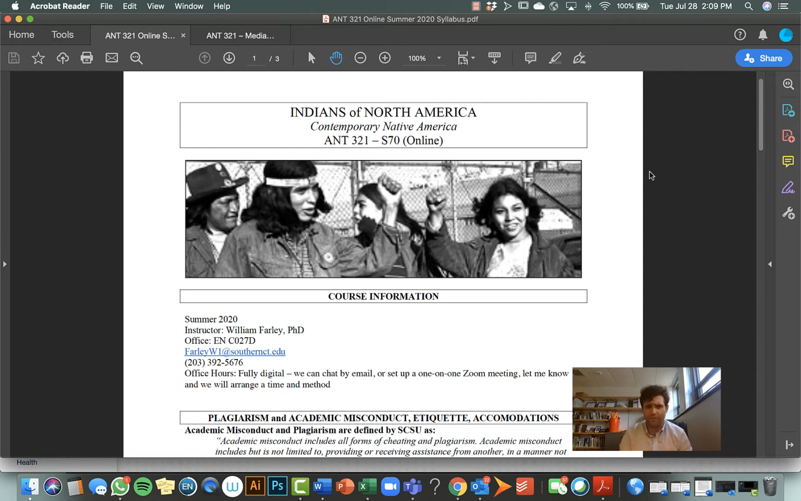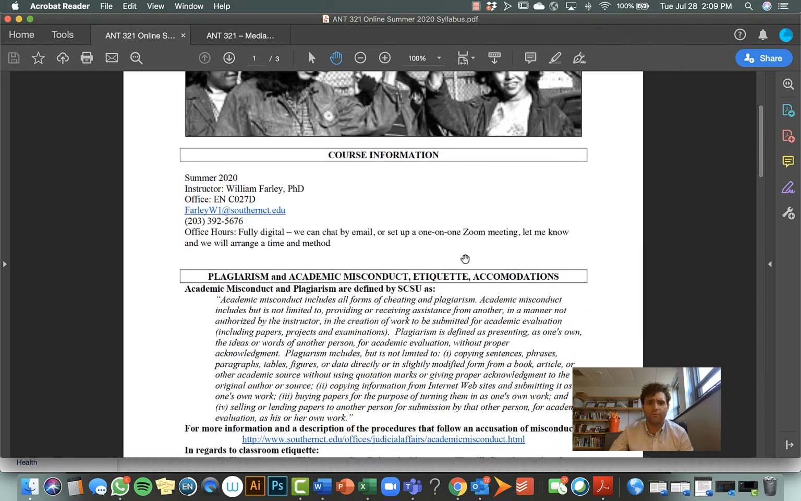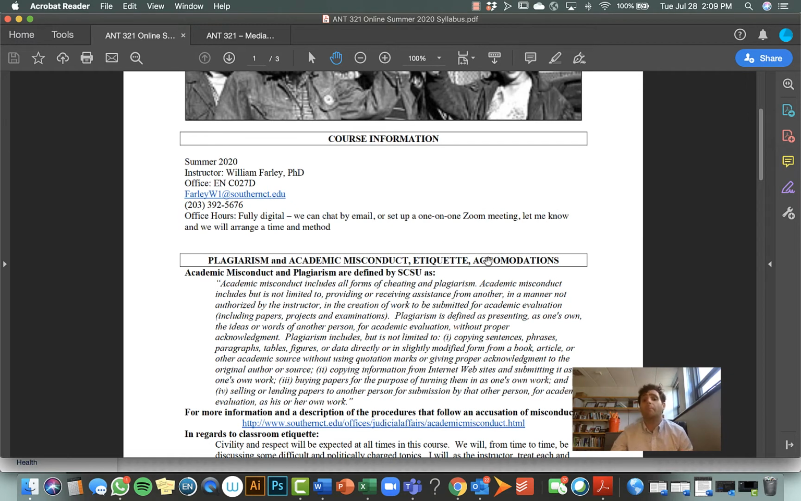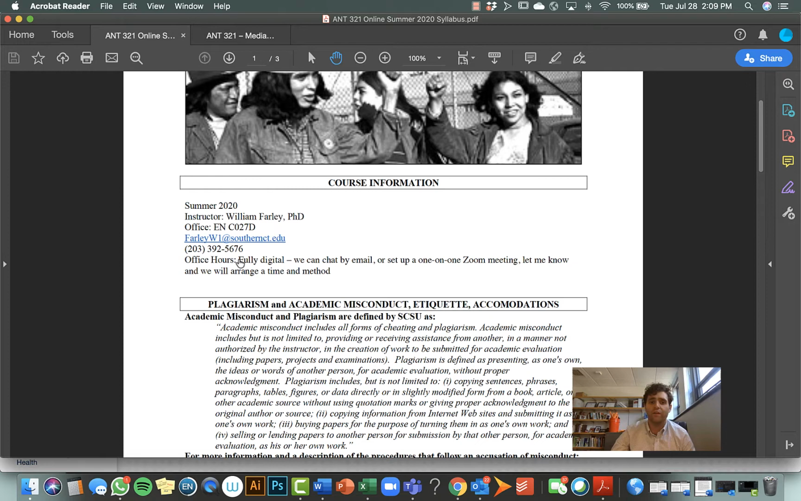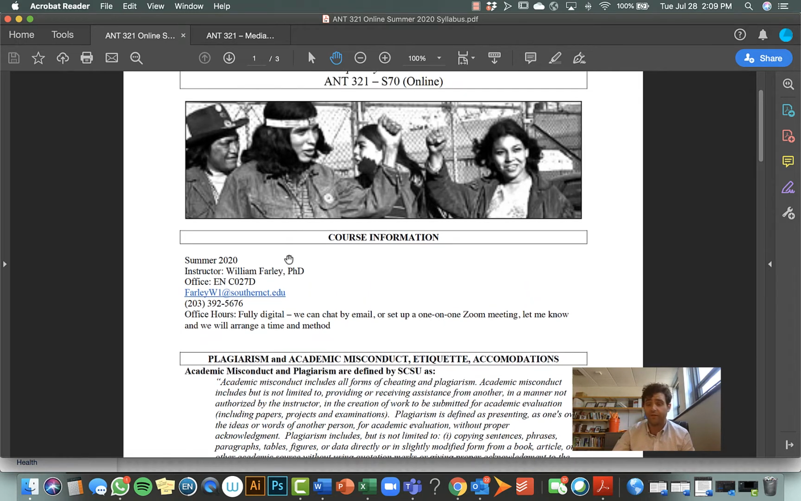So here's the syllabus, is what you can see right now. You see some general information about the name of the course, just to make sure you're in the right place digitally, if you will. There's some information about how you can get a hold of me. So my name's Dr. Farley. I'm a professor in the anthropology department at Southern. I am a permanent faculty member here, which means you can get a hold of me anytime. I'll still be here in the fall and onward.